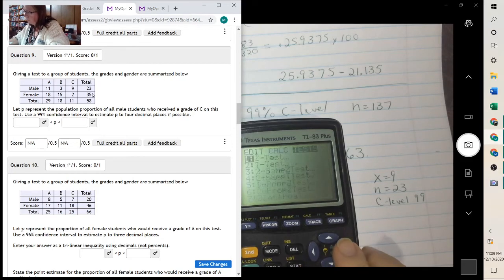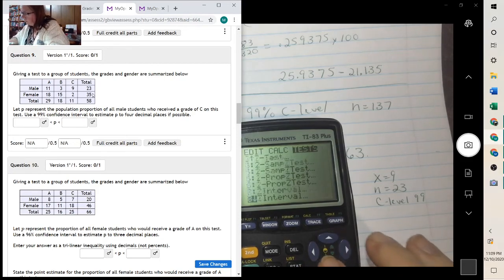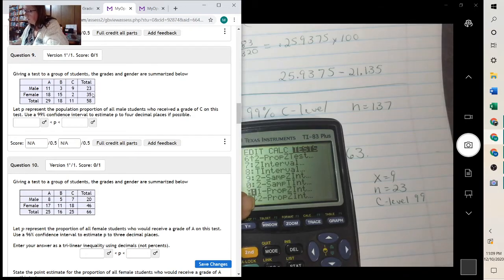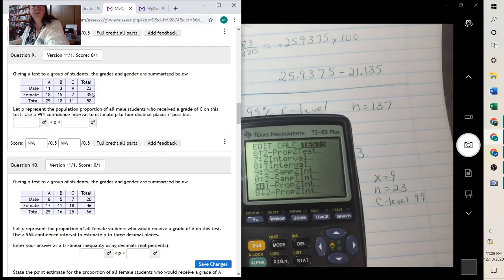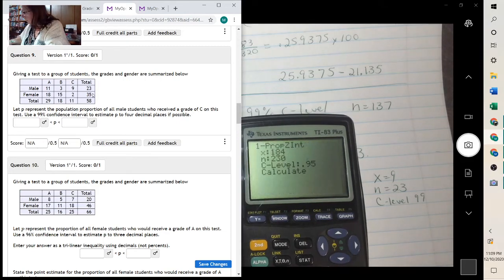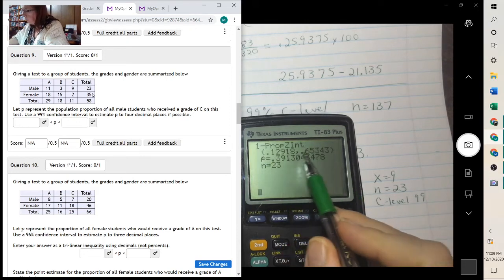Stat, all the way down to 1-PropZInt. Oops. You want the 1, this is if you had 2 samples. And then it's 9, 23, .99, and calculate. And there's your proportion.